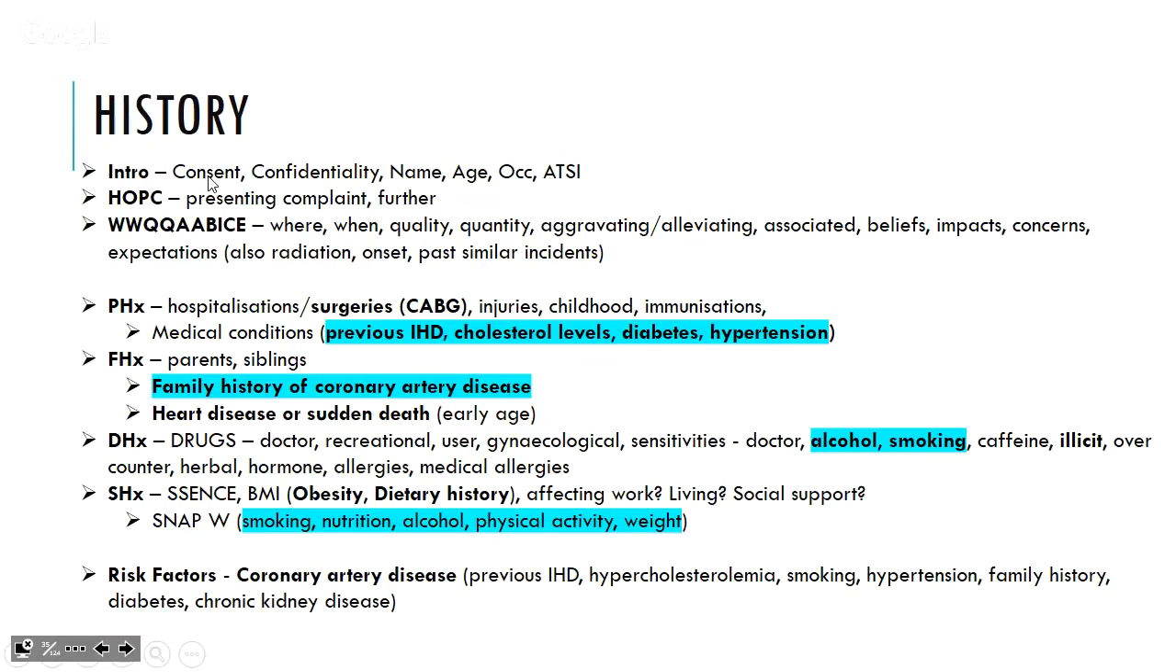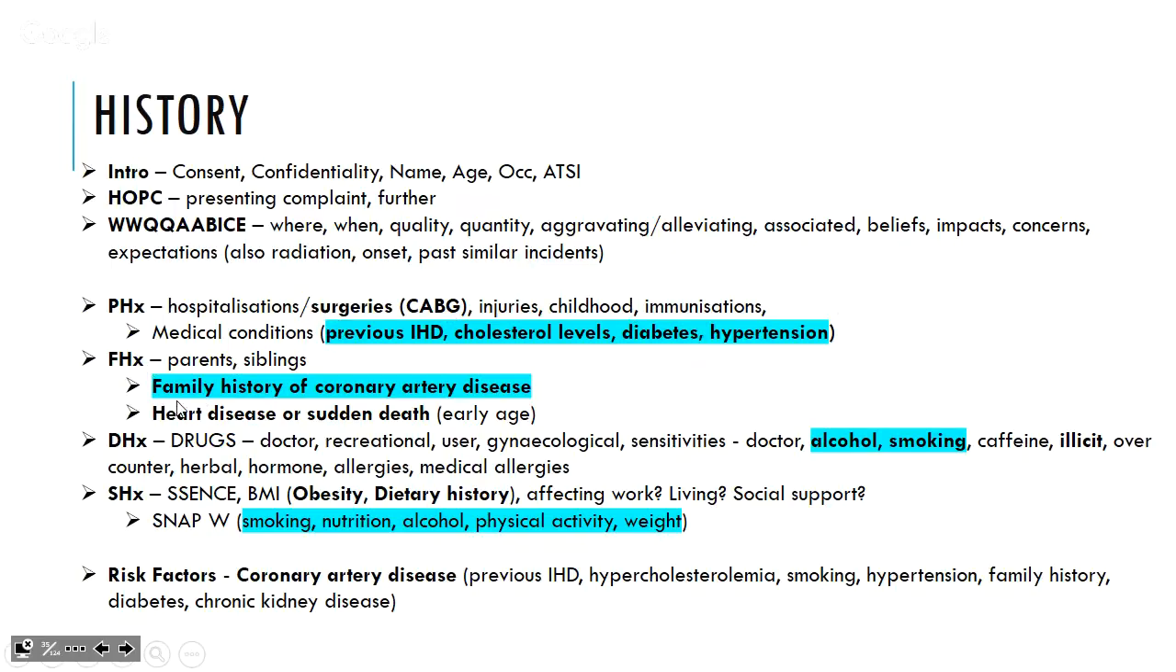So we'll go through it. So intro, consent, confidentiality, and so on. And then going through history of presenting complaints. So where, when, quality, quantity, all of those. And then past history. So for cardio specifically, you need to ask things like, have you had any past surgeries, like for the heart? Have you had any previous heart attacks or any heart conditions? Do you have high cholesterol, diabetes, hypertension? You pretty much have to ask these for cardio history.